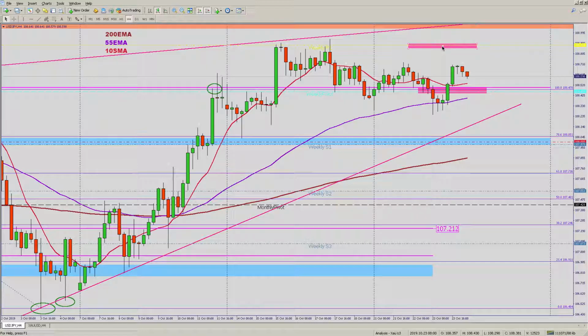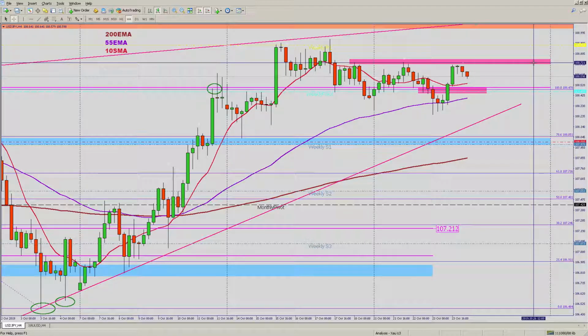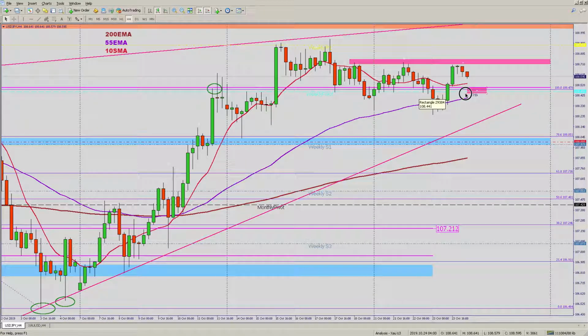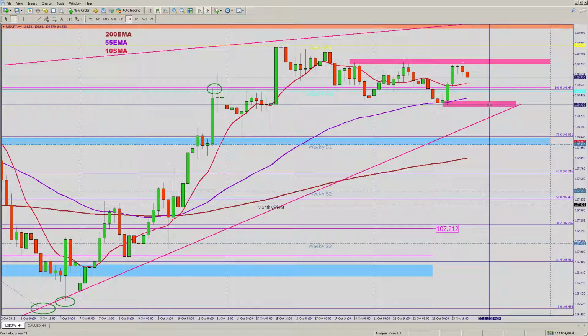Let's take a look at the 4-hour time frame. So the weekly R1 was the intermediate resistance, but I think now there seems to be an intermediate resistance at this level here, at the 108.70 area. Support zone is still at the weekly pivot, but it could be lower, near these lows at the 108.30 zone.